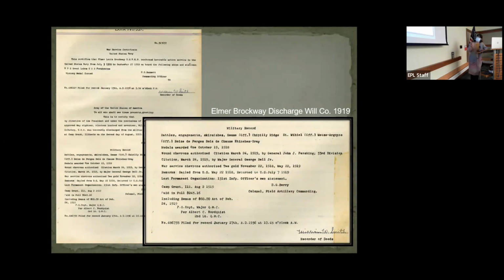But these are the types of records that you can find, and they really do have a lot of information in them. So if you're lucky enough that the county has it and can provide a copy for you, it already gives you a giant leap forward in your research.